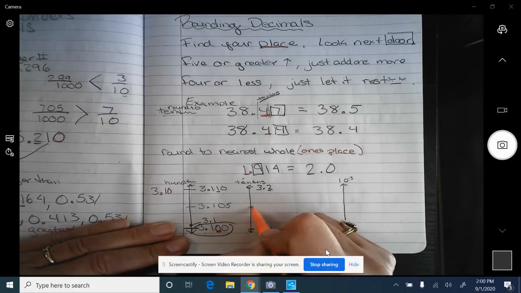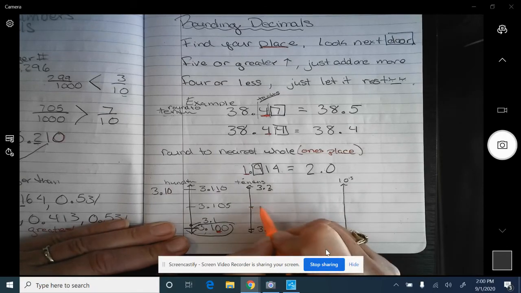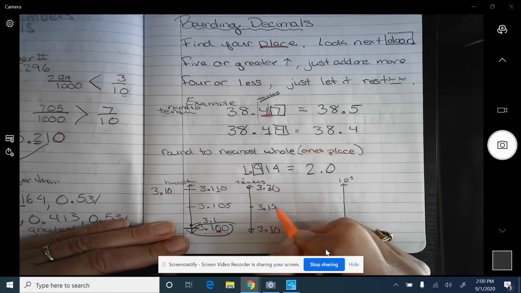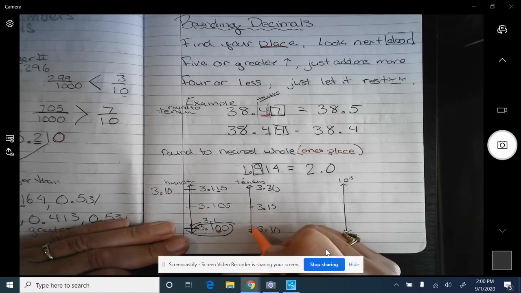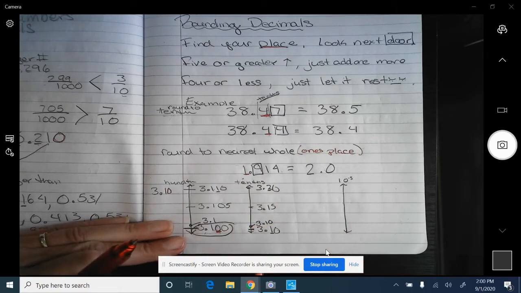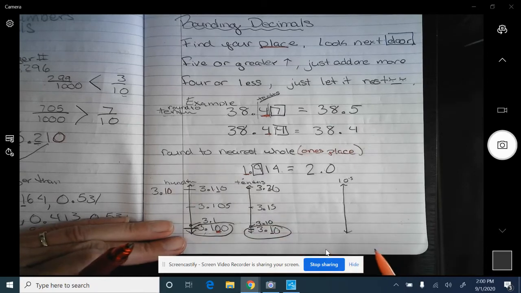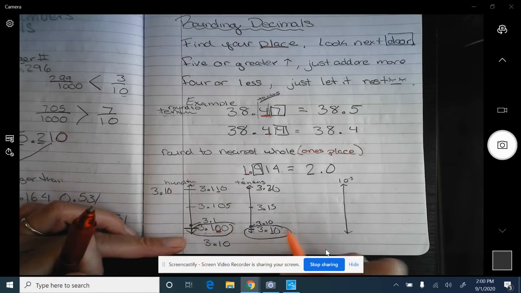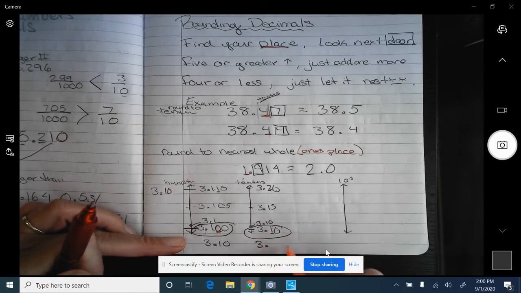But if I was going to show you the in-between spot, that would be 3.15, because if you added a 0 here and added a 0 here, this is 10, 15, 20. Then you take your number and figure out where it lies on this place value chart. Well, again, it rounds to 3.1. So if we round it to the nearest hundredths, it's 3.10. If we round to the nearest tenths, it's 3.1.